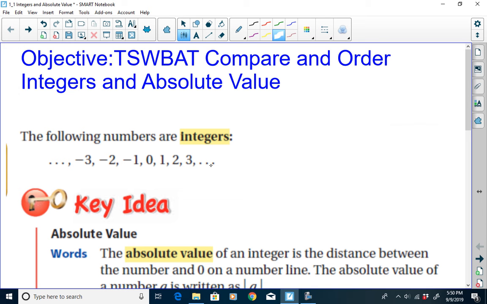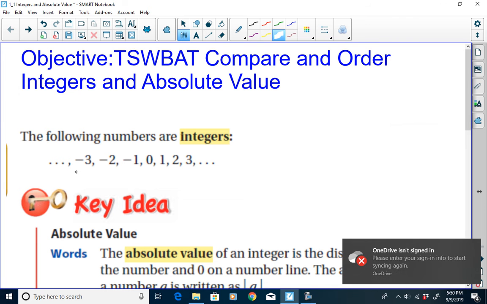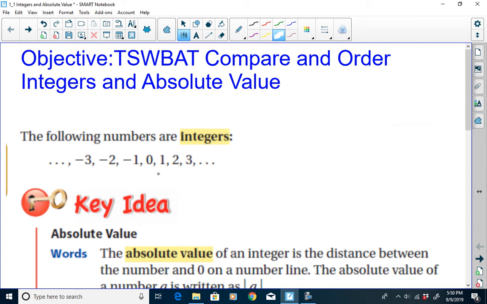Integers are the set of whole numbers and their opposites. So the set of whole numbers 0, 1, 2, 3, and so on, their opposites are -1, -2, -3. Integers are the set of whole numbers and their opposites. Integers do not include fractions and decimals. All right.